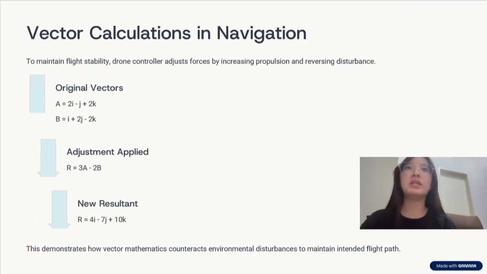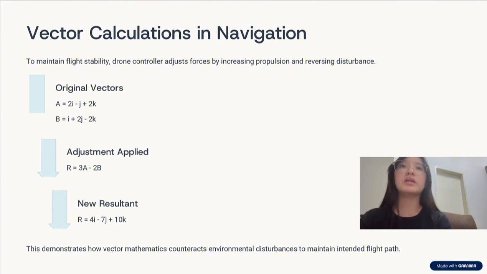To maintain flight stability, the drone controller adjusts force by increasing propulsion and reversing the disturbance. The original vectors are A equals 2i minus j plus 2k, B equals i plus 2j minus 2k. The adjustment applied is R equals 3A minus 2B, and the new resultant is R equals 4i minus 7j plus 10k. This demonstrates how vector mathematics counteracts environmental disturbance to maintain the intended flight path.